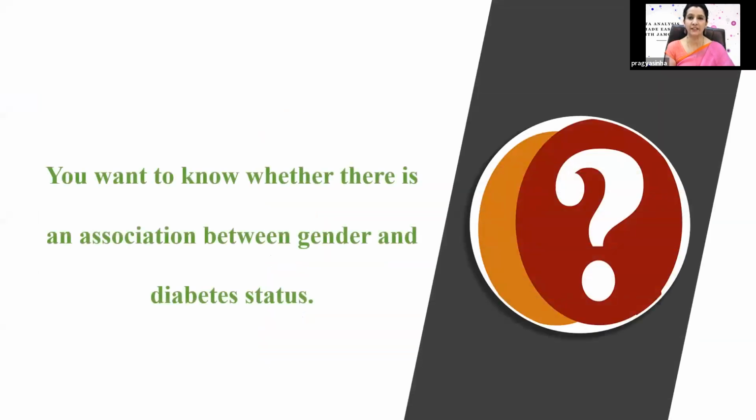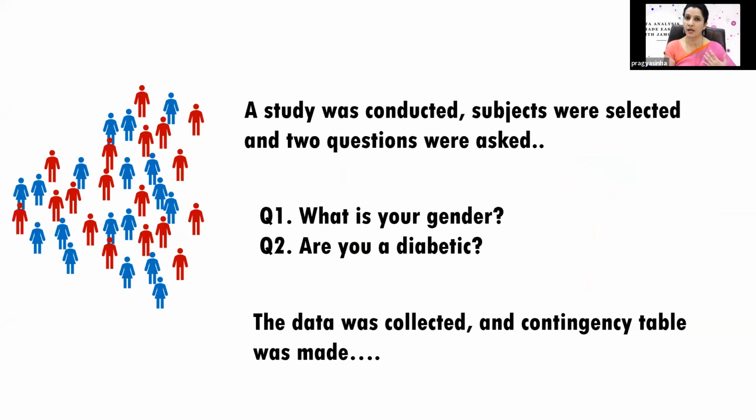So if my research question is to know the association between gender, that is male and female, and the diabetes status, then I need this chi-square test of association. How will I go about the study? I'll recruit the subjects, take those samples, and ask two questions. The first question: what is your gender? And from the same set of sample, I'll ask another question: are you a diabetic or not?